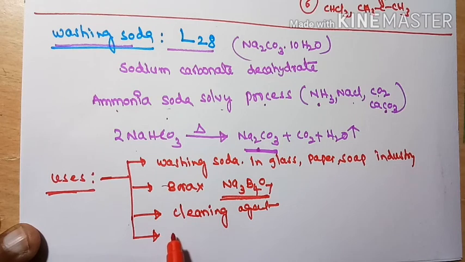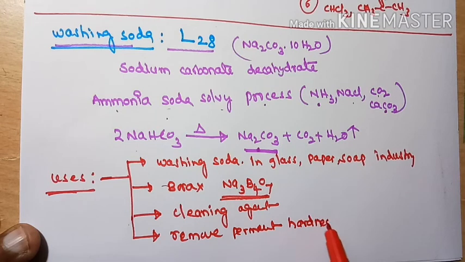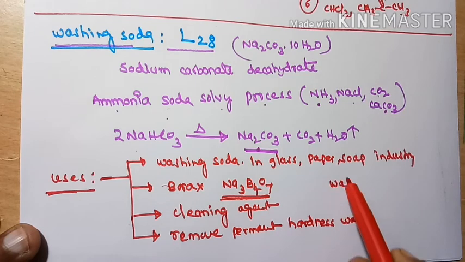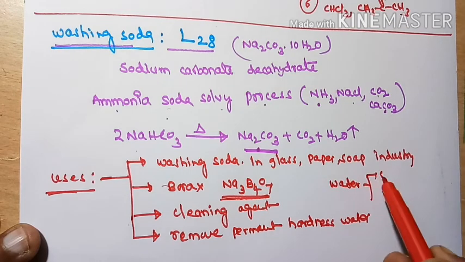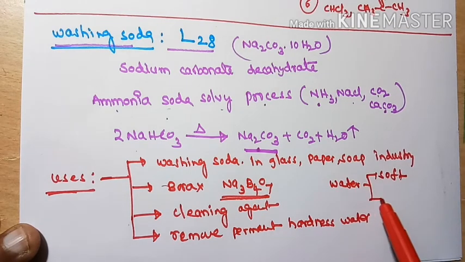The most important use of this sodium carbonate, that is washing soda, is that it is used to remove the permanent hardness of water. There are two types of water: soft water and hard water.